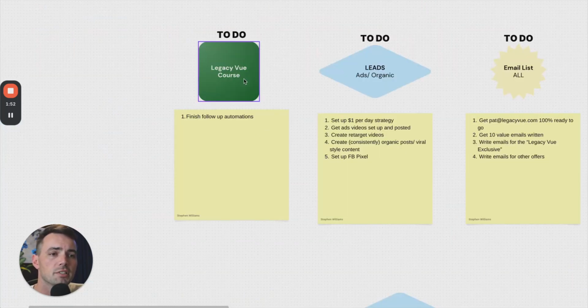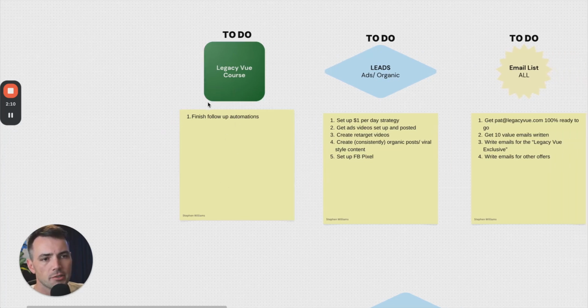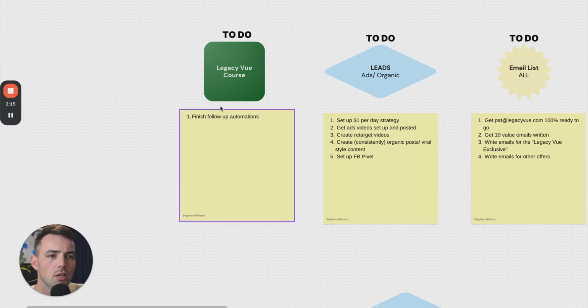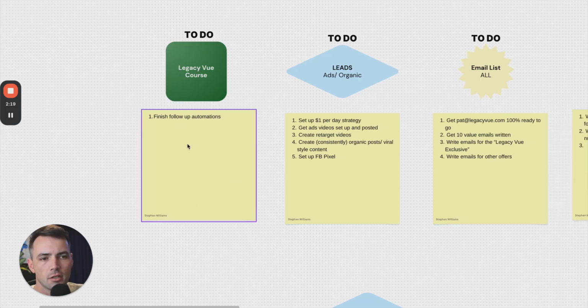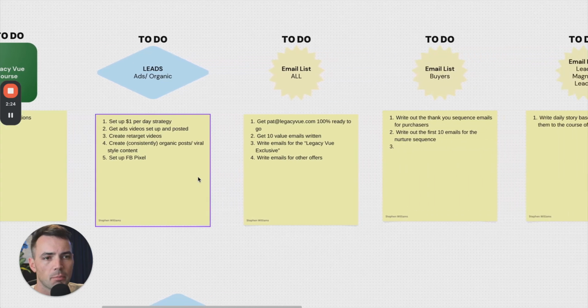So for my course specifically, Legacy View is what it was called. This was basically, to give you an example, a course teaching fathers how to leave video memoirs for their children so that they could be passed down for generations. Just different ways to do that. So I had my to-do list here. As you can see, there's still one left, finish follow-up automations. So anything that I had to do as far as the course goes, I would have on this sticky note at the bottom.